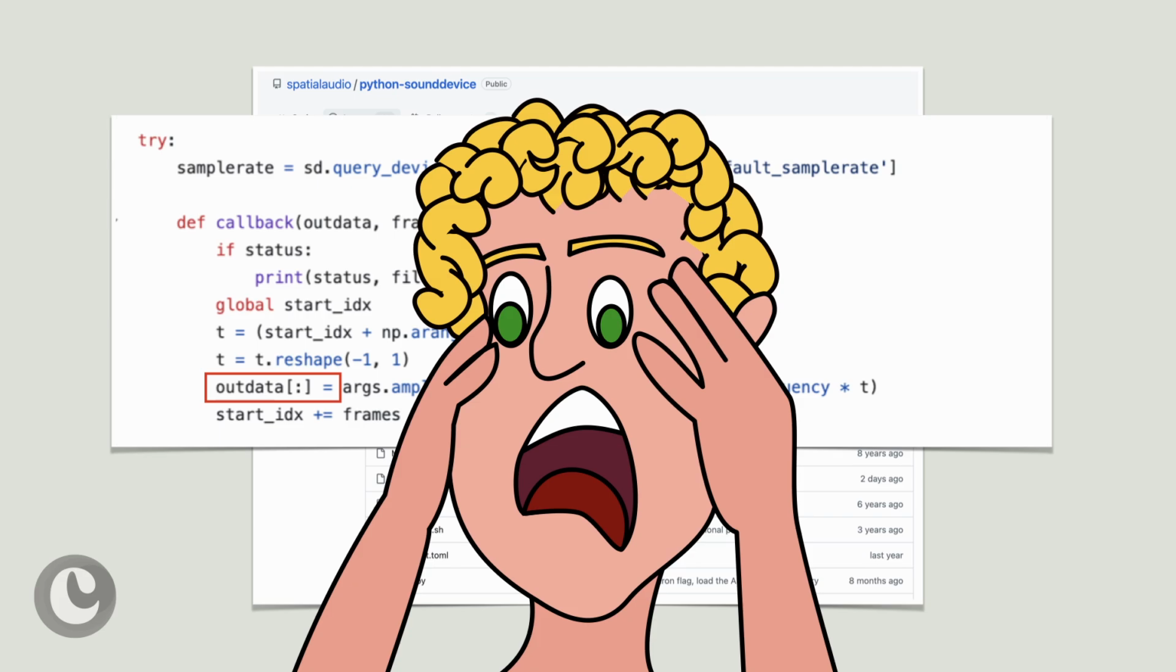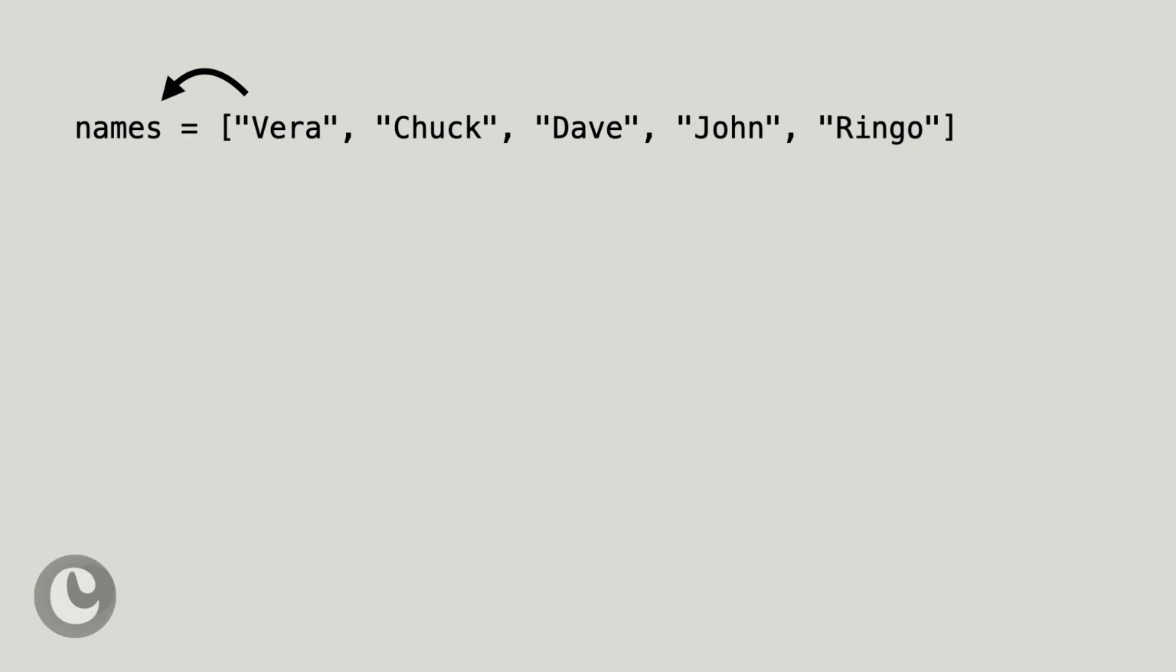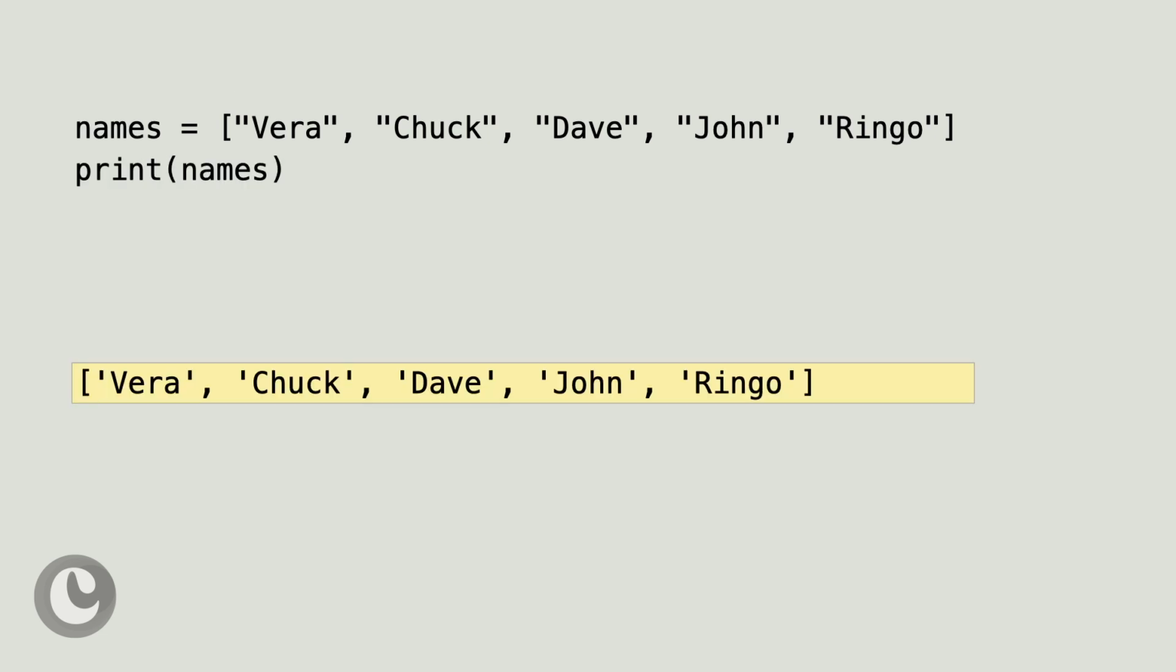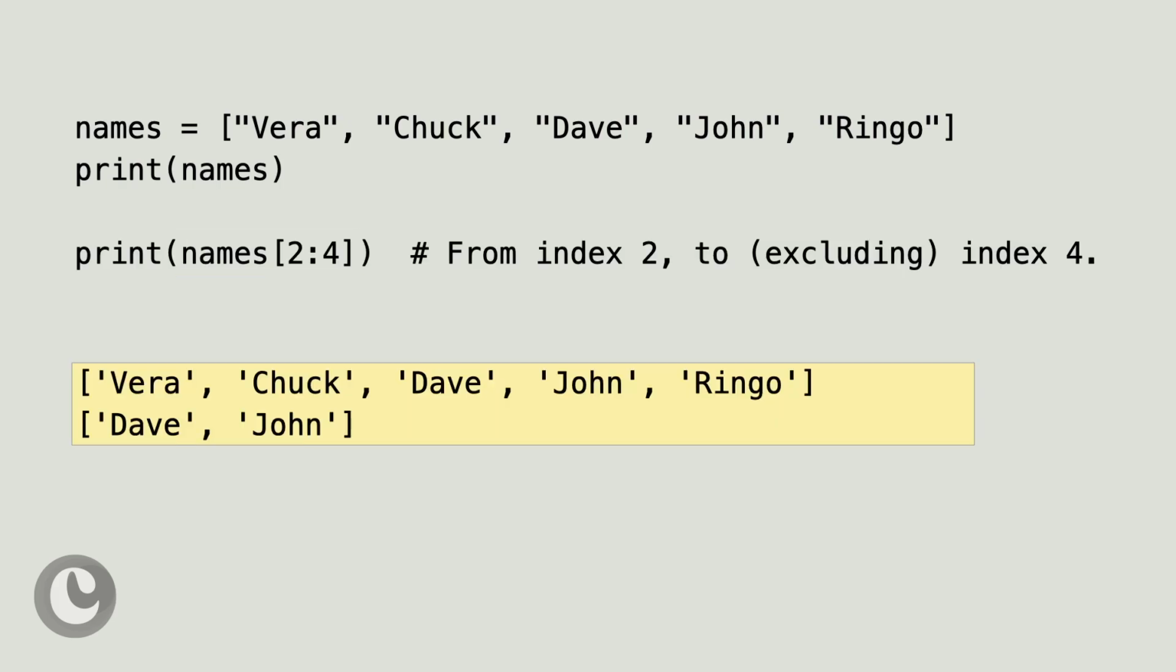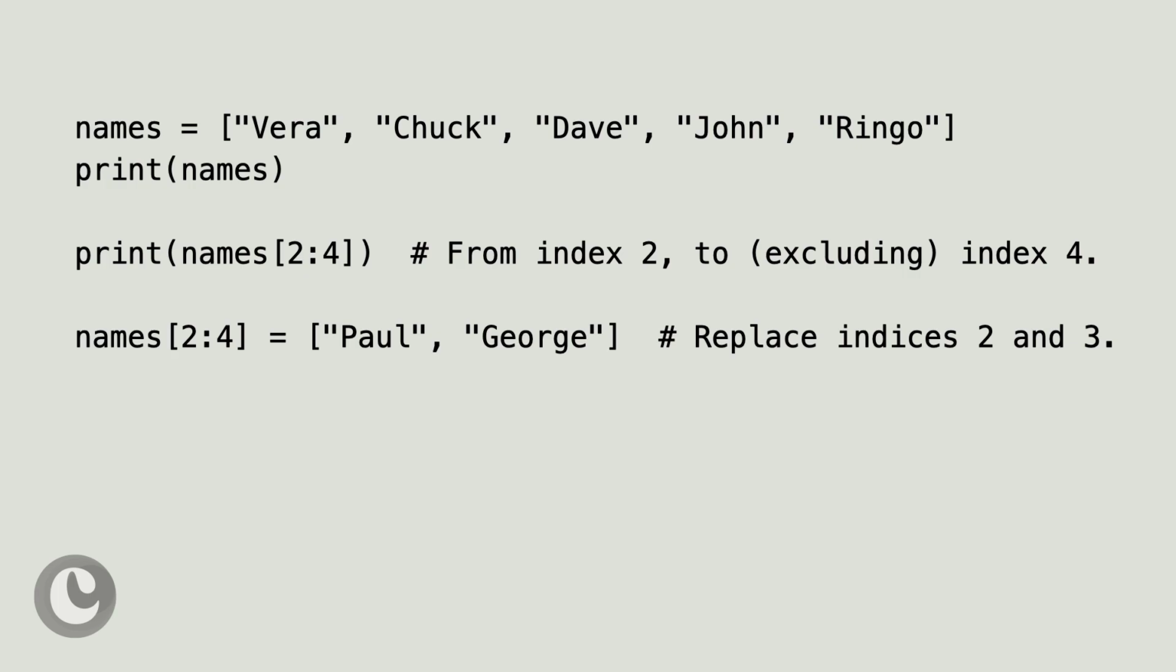So, what is it? You know how to assign a list to a variable name. I print the list and this is the result. You probably also know how to get a part of the list with list slicing. Here is the result. But did you know you can change an existing list with a slice assignment?